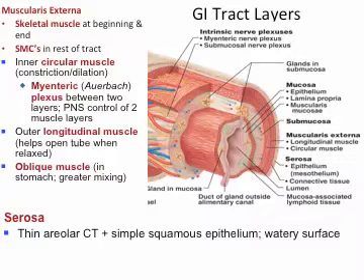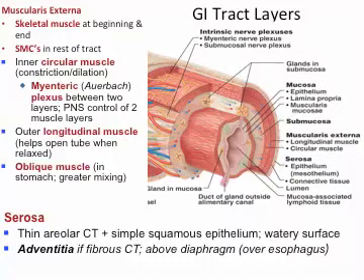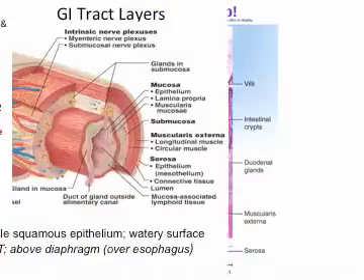Then the serosa is a thin areolar connective tissue, and its histological type is a simple squamous epithelium that secretes a watery fluid. And if you are in the part of the tube that is above the diaphragm, covering the esophagus, then it is called not a serosa but an adventitia, and it's fibrous connective tissue that covers the esophagus versus this serosa that covers the part of the tube that is below the diaphragm.